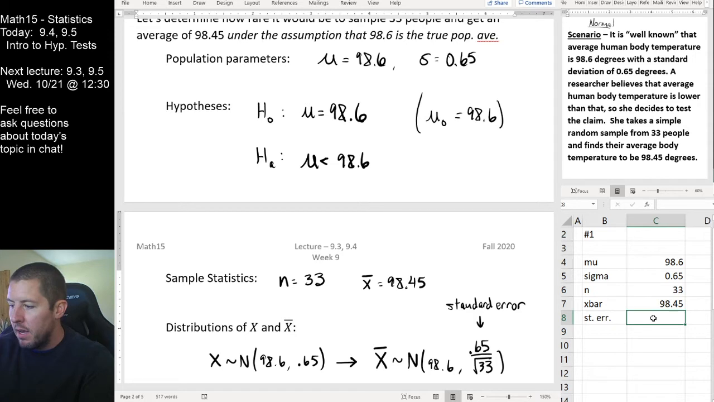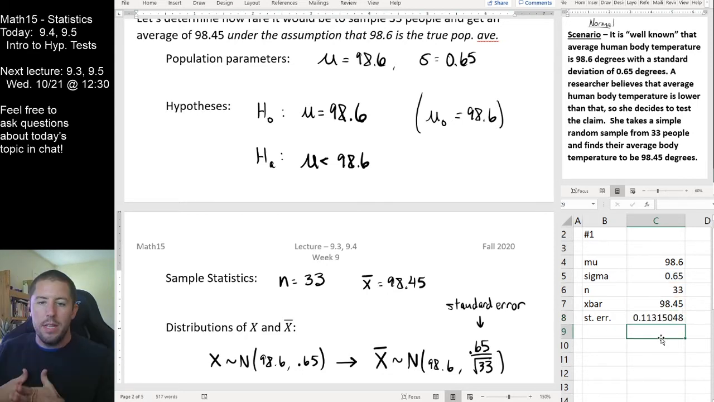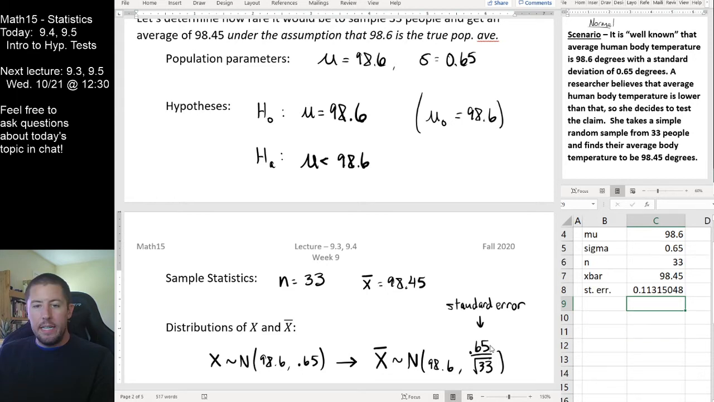So I'm going to say equals C5, you can see it highlights the sigma term, divided by square root, I can just do SQRT in parentheses, of C6. That's my n term right there. And it's going to give us our new standard error term, looks like about 0.113. We can see that it's much smaller than the 0.65 that it originally was because it's much harder for groups of 33 to deviate from the average than it is for just one person to deviate from the average. So we've laid out all of our data that's associated with this problem here.